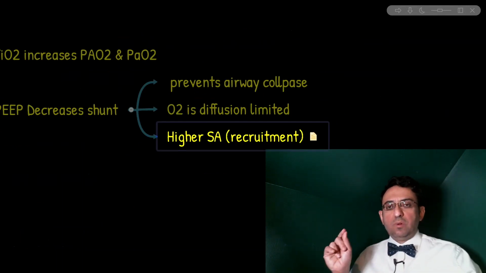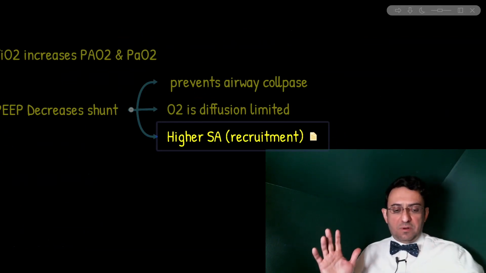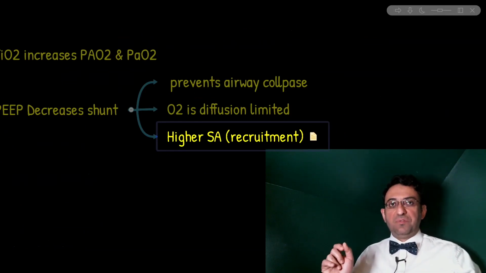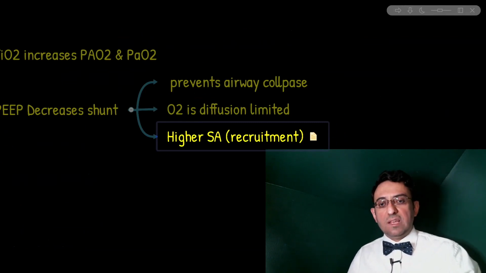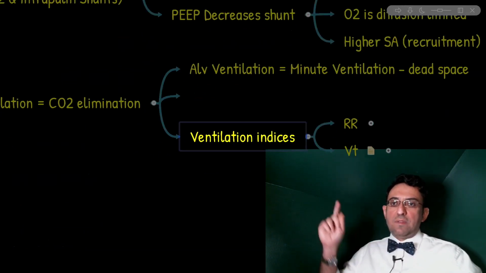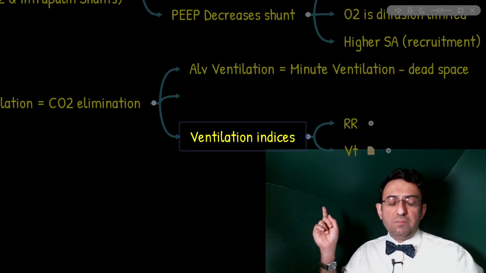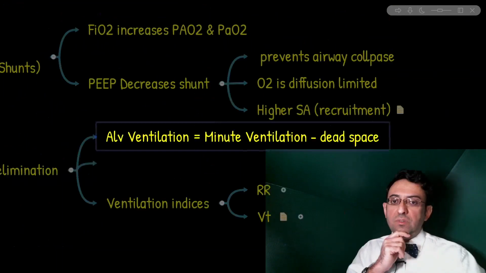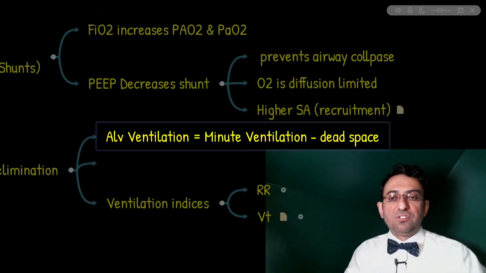Now, later on we will discuss the I to E ratio, the inspiratory to expiratory ratio. Just for now, remember, increasing that ratio, which sometimes is referred to as reversal of I to E ratio, is another means of increasing recruitment. Okay, then we have two ventilation indices for CO2 elimination, and they are respiratory rate and tidal volume. Recall that alveolar ventilation is minute ventilation minus dead space.